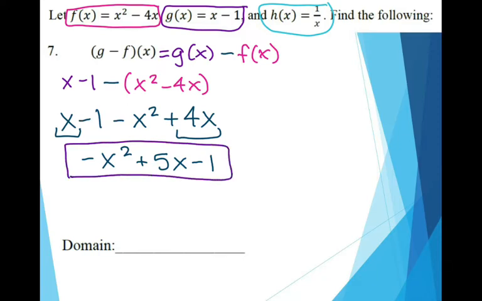And for this one, I do just have a quadratic function, which doesn't really give us anything too special with domain. So that domain is going to be all real numbers, negative infinity to infinity.